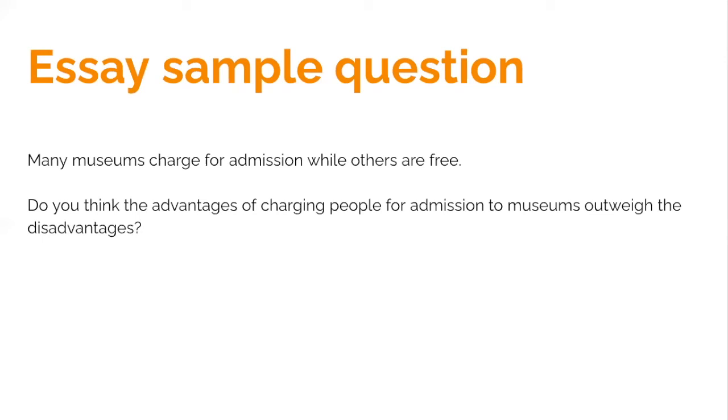Now, the second paragraph should be dedicated to advantages, and the next one to disadvantages. So you have your introduction paragraph, then a separate paragraph for advantages, another paragraph for disadvantages. And then you write the conclusion, your fourth paragraph, where you sum up all the information that you gave, and you make a conclusion.